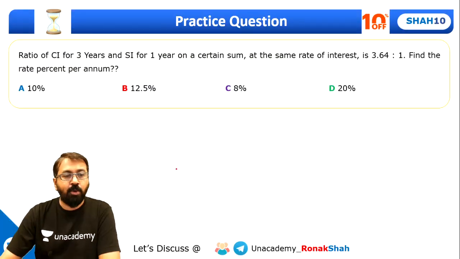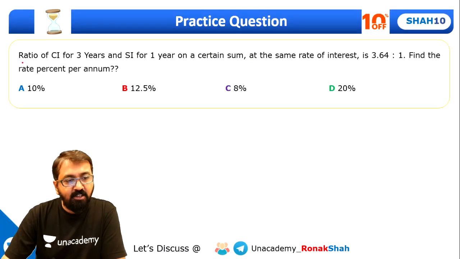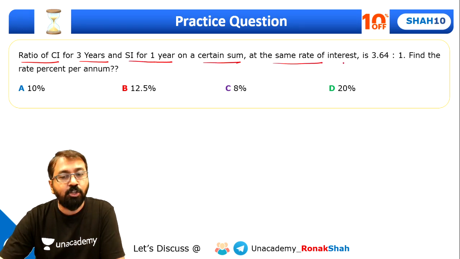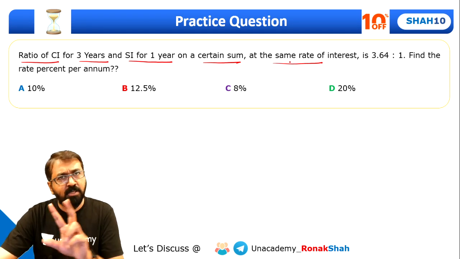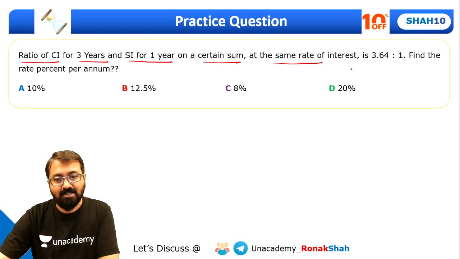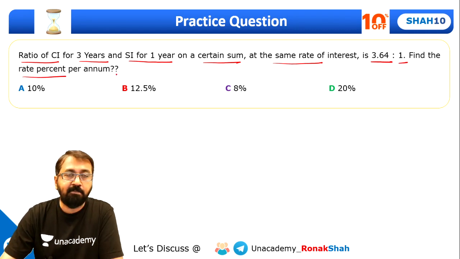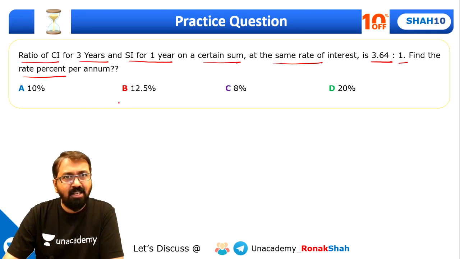So let's go ahead with the question. The question says that the ratio of CI for 3 years and SI for 1 year on a certain sum at the same rate of interest. We do not know what the rate of interest is, but it is the same for both CI as well as SI. So that ratio is 3.64:1. Find the rate percent per annum. And we are also given the convenient options. So let's see how to solve this question.